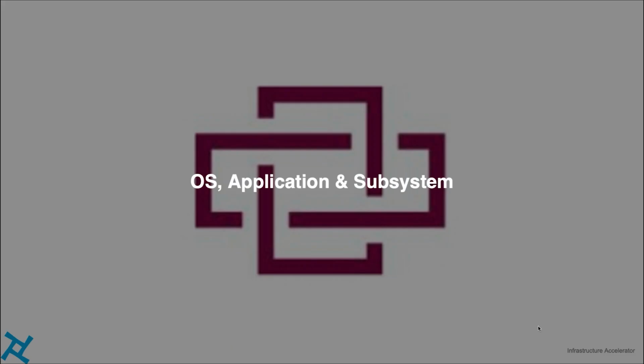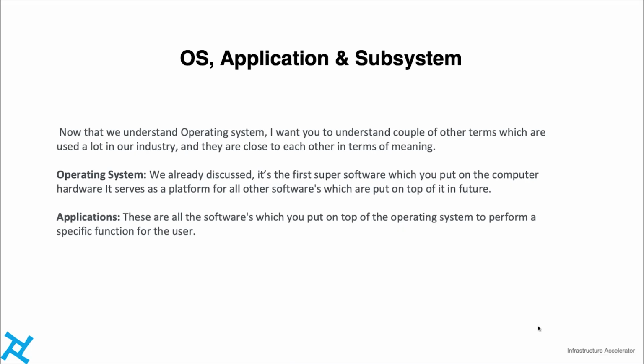Now we are getting into an interesting topic, which is referred to during infrastructure talks every now and then. These are the terms operating system, application, and subsystem, and we need to understand the difference between them. Now that we understand an operating system, you already understood that it's something which makes your hardware go and you can install further applications on it, and it's basically the heart and soul of a computer system.